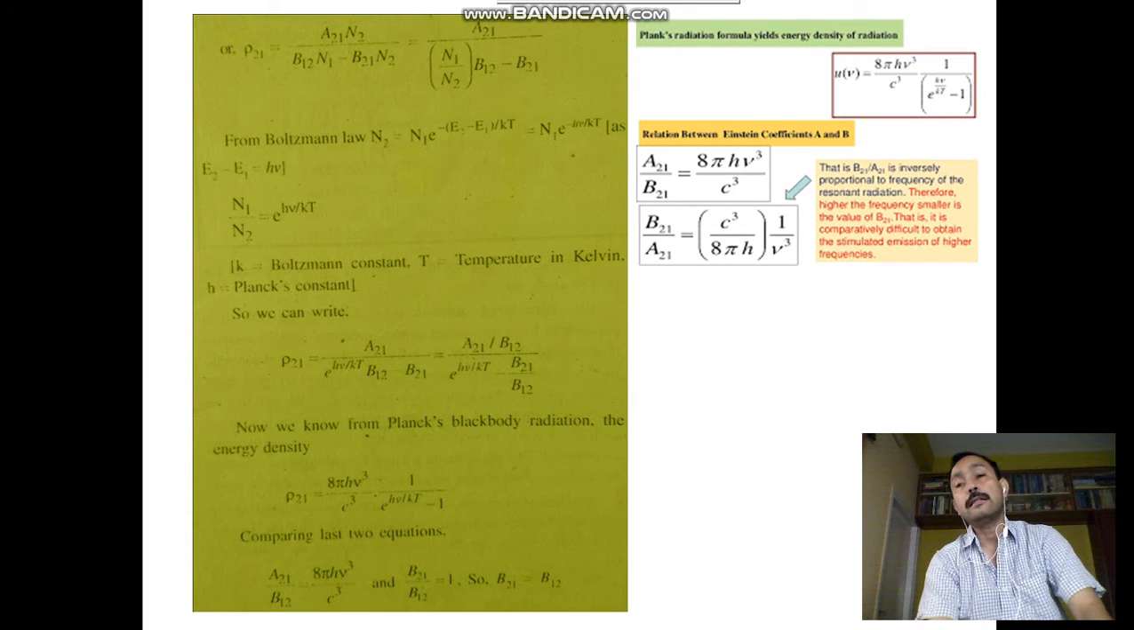Therefore, the higher the frequency, the smaller the value of B21. That is, it is comparatively difficult to obtain the stimulated emission of higher frequencies. Always remember, it is comparatively difficult to obtain stimulated emission of higher frequencies.